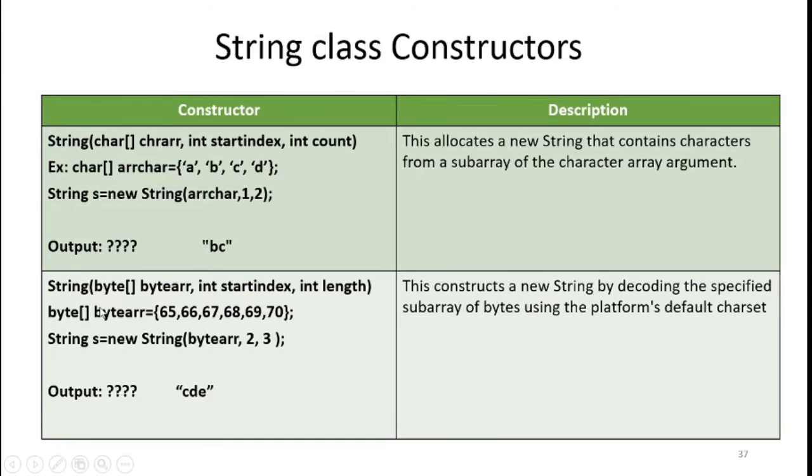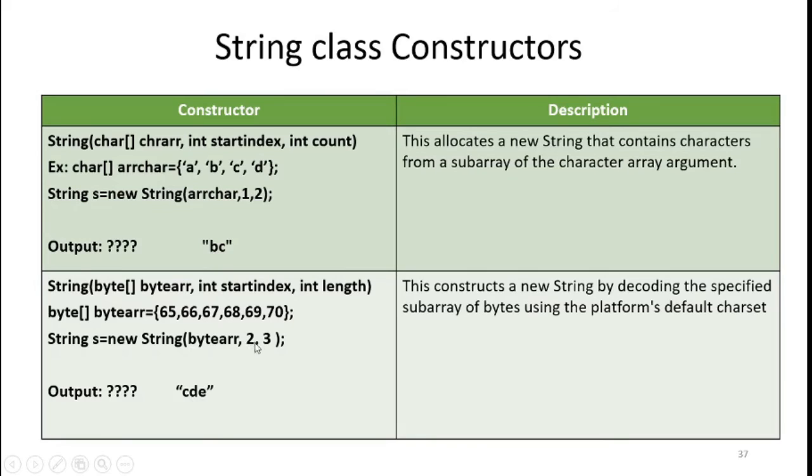Similarly, the next constructor has the same functionality. The only difference is that this constructs a new string by decoding the specified subarray of bytes using the platform's default charset. So here values are passed as bytes instead of characters. Those byte values are then converted into characters depending on the default character set of the platform where you are going to execute the program, and then you will get the output.